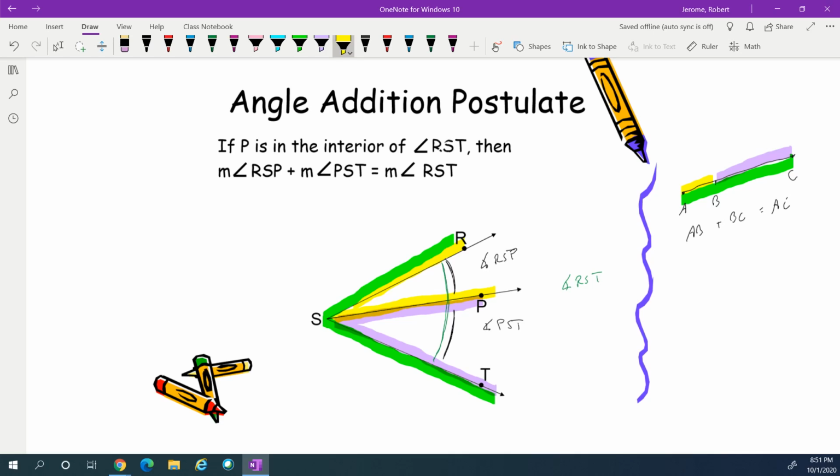We have angle RSP. And again, M in front of it just means measurement. Plus the angle next to it, angle PST, equals the big angle, angle RST. It works exactly the same as segment addition. There's just more letters. A segment takes 2 letters, an angle takes 3 letters, the angle symbol, and then sometimes we see the M in front of it. But it's the same exact concept. So we have the angle addition postulate.